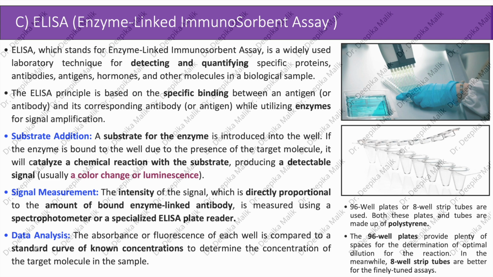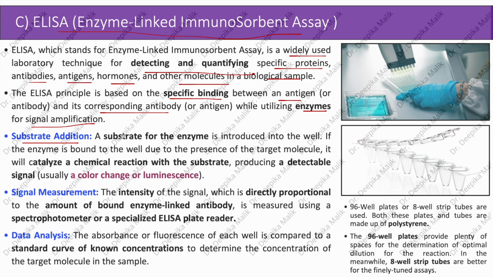In this video, we'll discuss ELISA, that is Enzyme-Linked Immunosorbent Assay. It is a widely used laboratory technique for detecting and quantifying specific proteins, antibodies, antigens, hormones, and other molecules in a biological sample. The ELISA principle is based on the specific binding between an antigen or antibody and its corresponding antibody or antigen while utilizing enzymes for signal amplification.